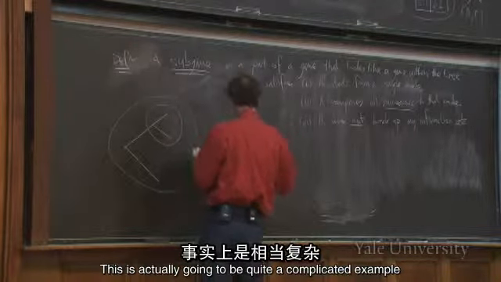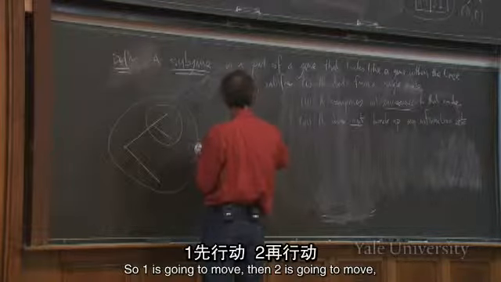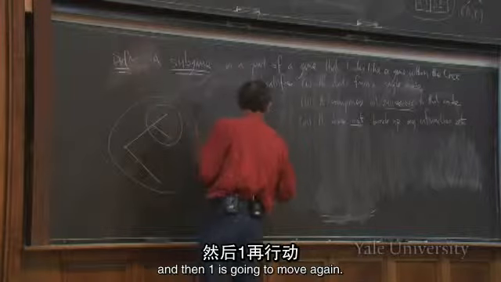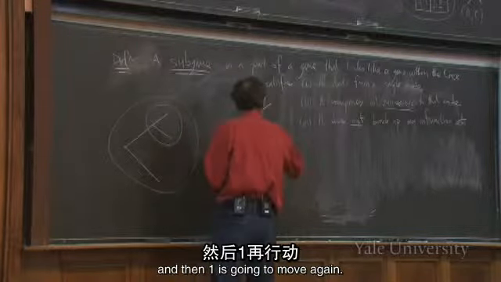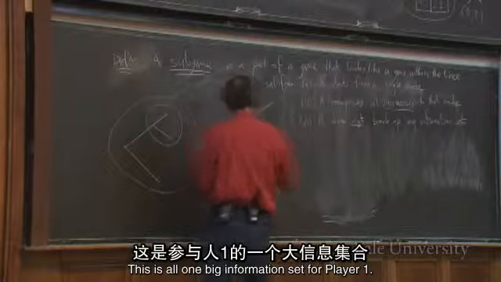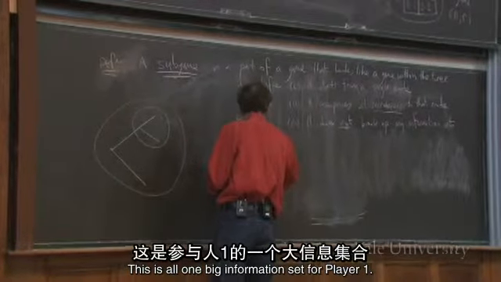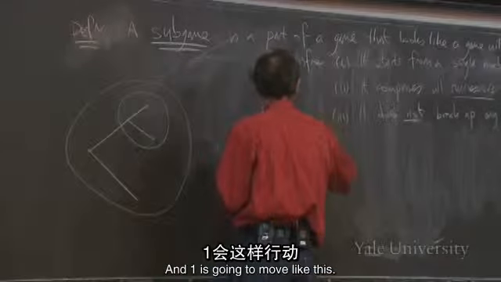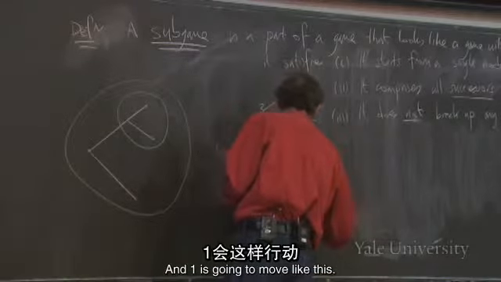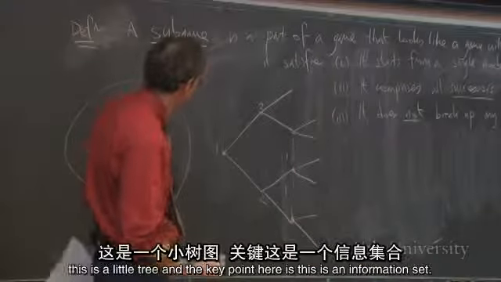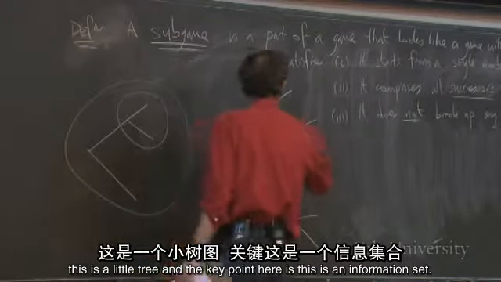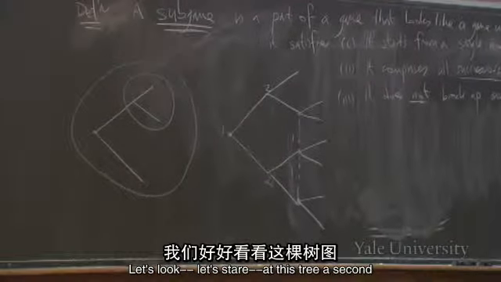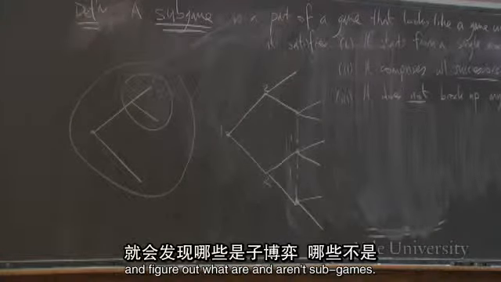This is actually going to be quite a complicated example, just to make life interesting. So one is going to move, then two is going to move. And then one is going to move again. This is all one big information set for player one. And one is going to move like this. So again, without payoffs, this is a little tree, and the key point here is this is an information set. Let's stare at this tree a second and figure out what are and are not subgames.